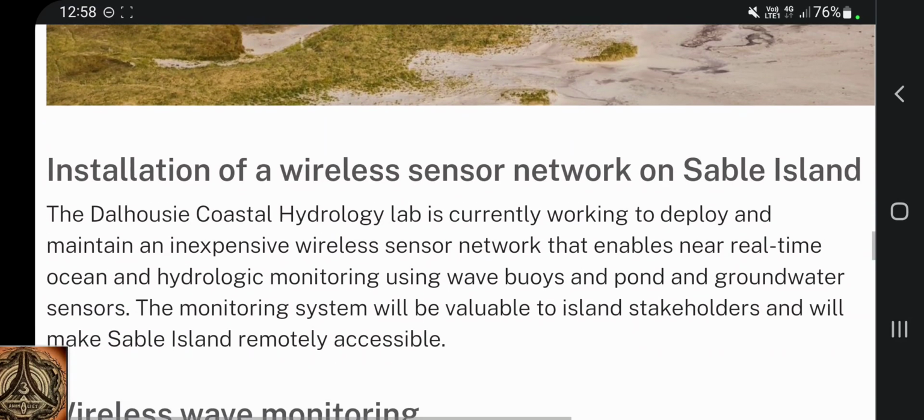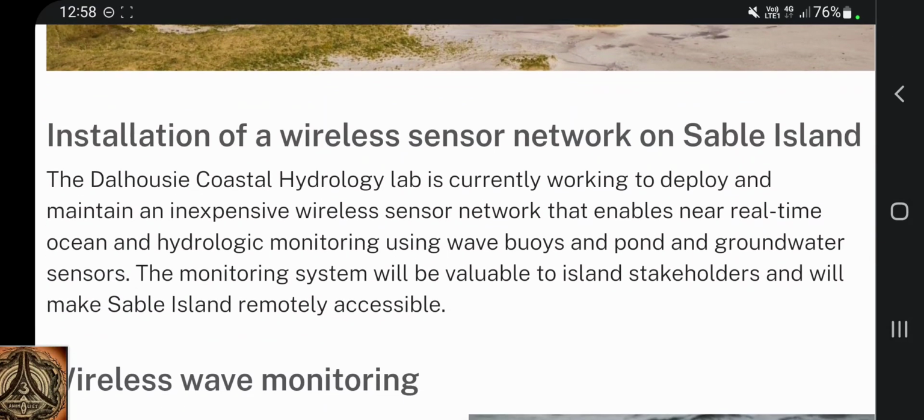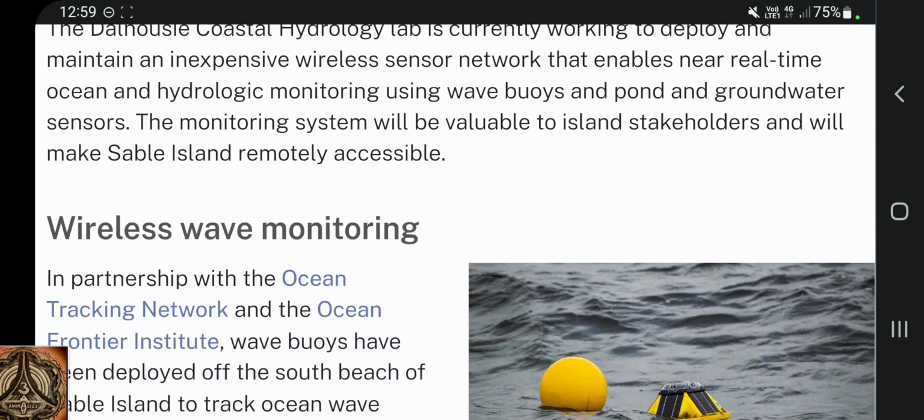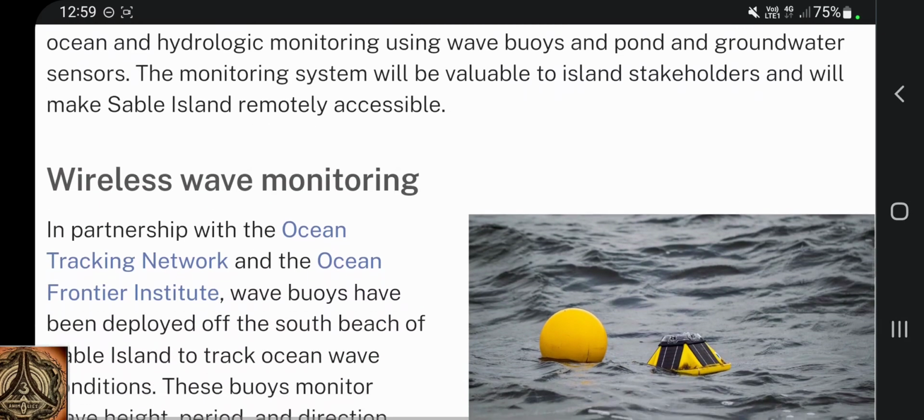Installation of a wireless sensor network on Sable Island. The Dalhousie Coastal Hydrology Lab is currently working to deploy and maintain an inexpensive wireless sensor network that enables near real-time ocean and hydrologic monitoring using wave buoys and pond and groundwater sensors. The monitoring system will be valuable to island stakeholders and will make Sable Island remotely accessible.